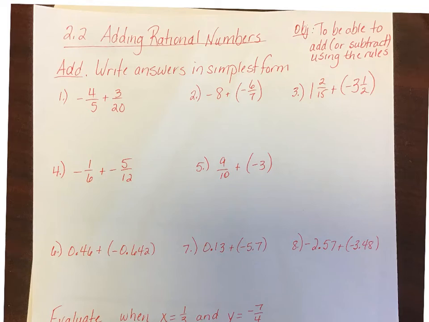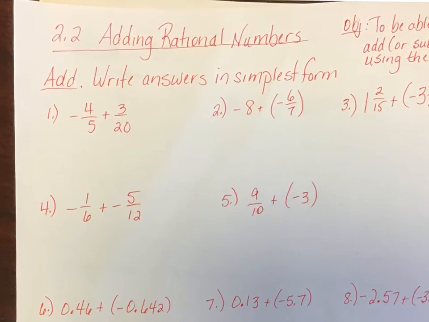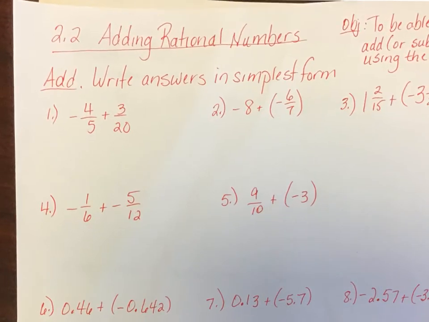All right, so we are going to be adding rational numbers. Write your answers in simplest form. Remember the rules with adding integers, okay? So we have negative 4/5 plus 3/20.